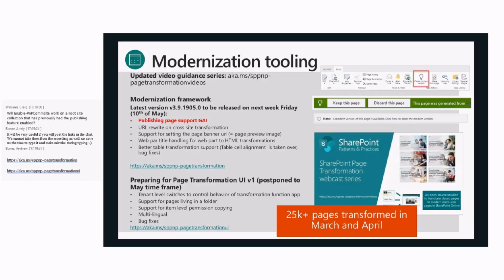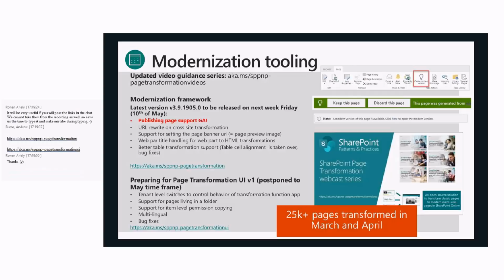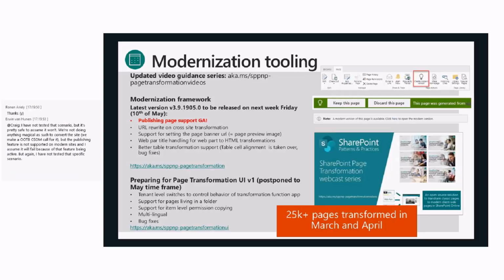Overall, lots of good things in the space, lots of testing going on. Literally there are hundreds of tenants using page transformation, and we had 25,000 pages transformed over March and April, and I just looked at the stats today. For May, we already crossed 2,000 in 2 days, so it's growing, more and more people are doing it, so keep testing it, keep giving feedback, and we keep on improving it.